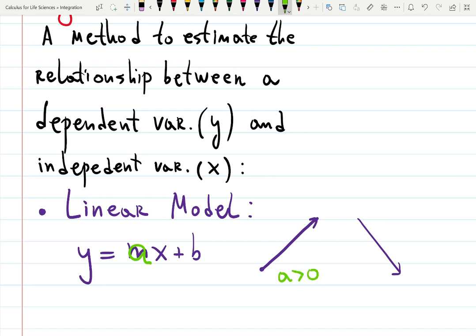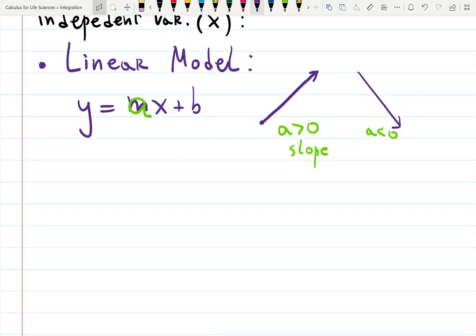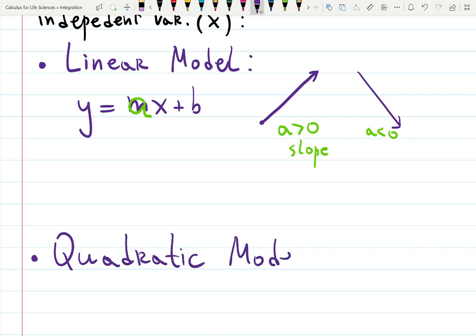If a is positive, the function is increasing. If a is negative, decreasing. So that's my slope. We know that. What other model did we learn after that? Or we just know? With Q, quadratic one. Quadratic model. Some behaviors have quadratic behavior.